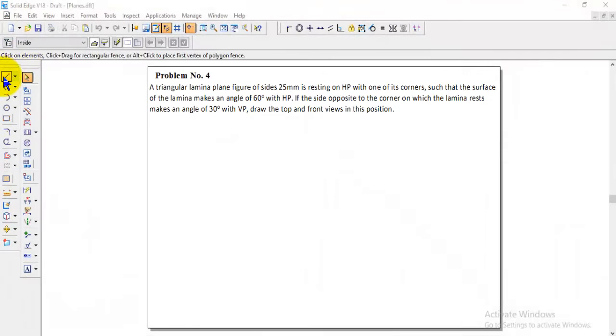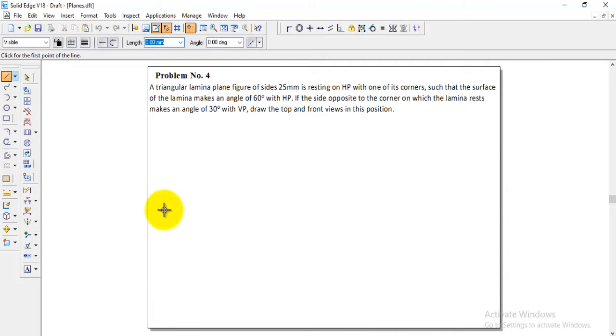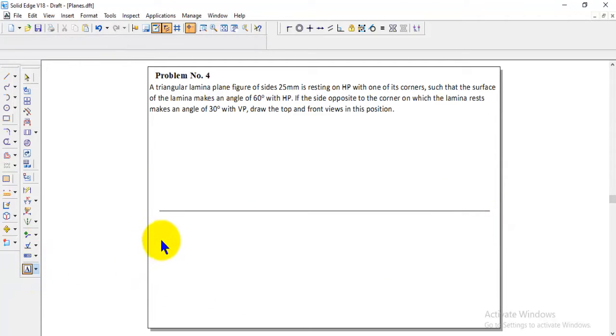So we know that we need to divide the data into 3 steps, and before that we can draw the XY line, and on one side we can write capital X and on the other side capital Y, and above the XY line VP and below the XY line HP.